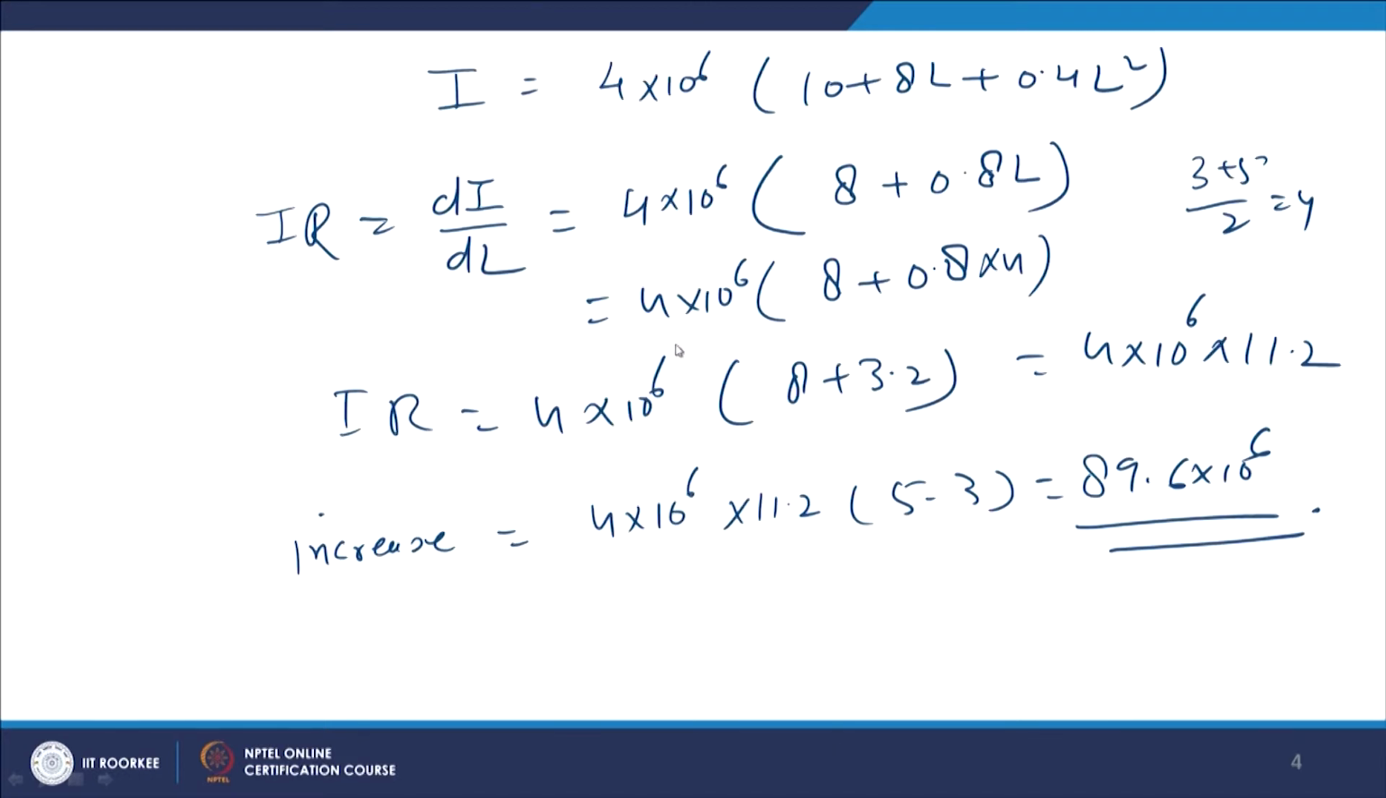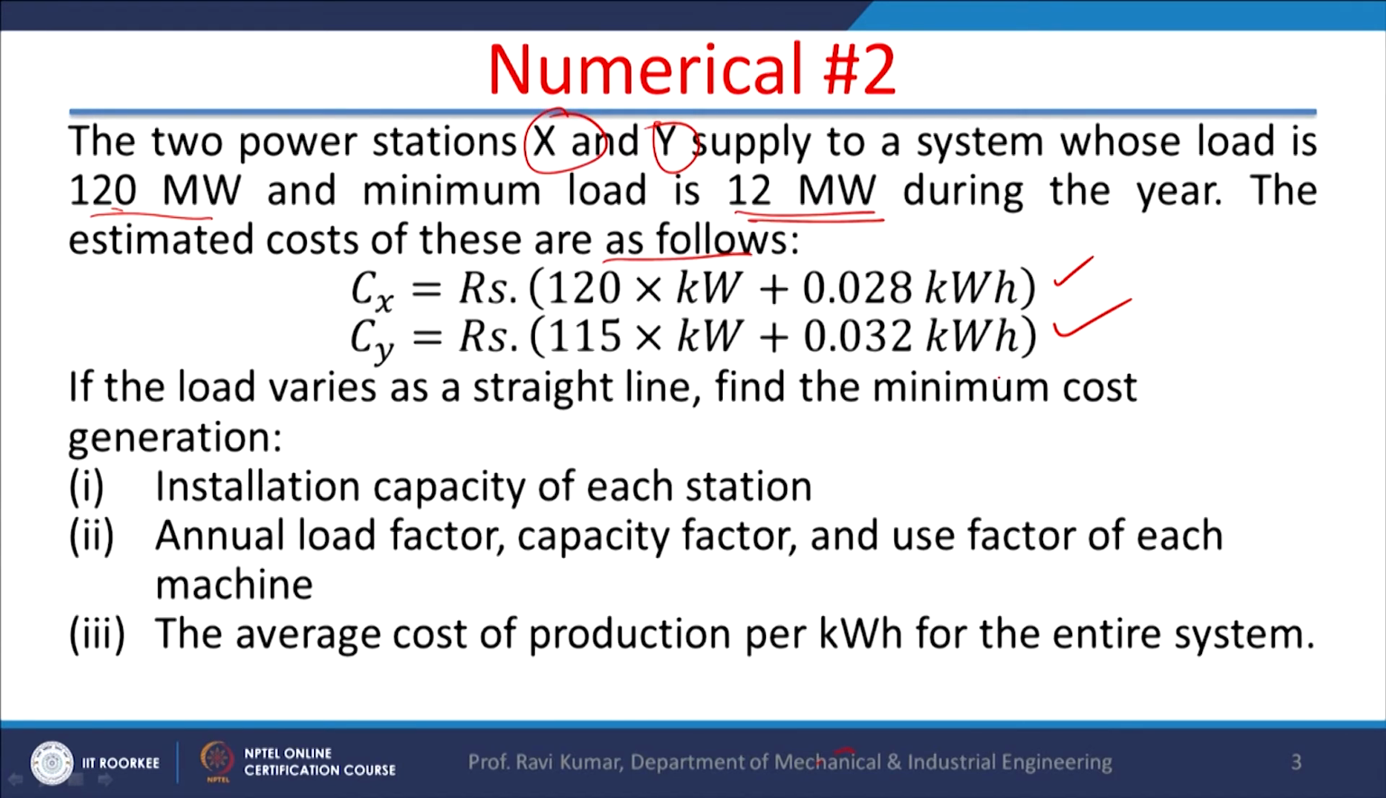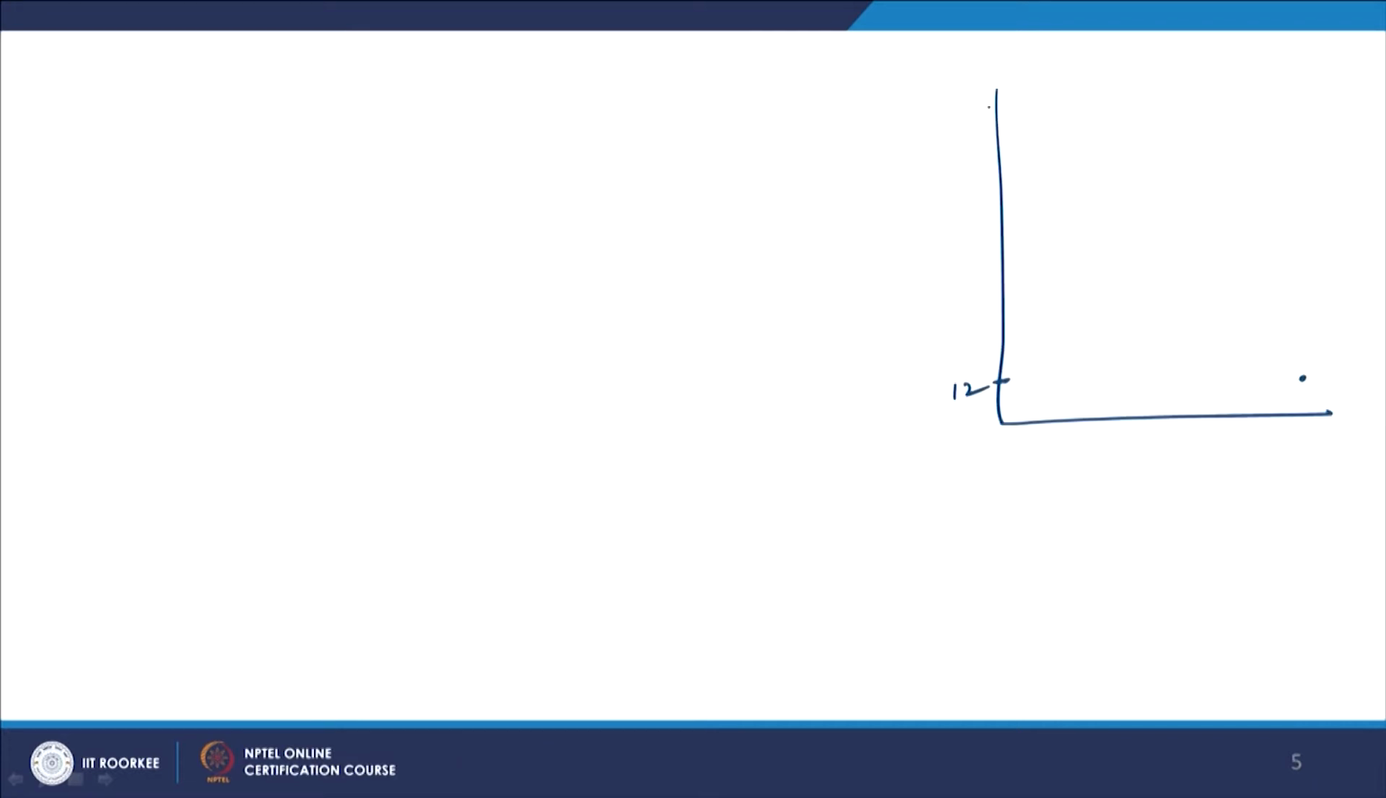Load varies as a straight line means starting from here, the minimum load is 12 and the maximum load is 120 megawatt. So this is 120 and this variation is straight. It is 8760 hours, this is for the entire year.